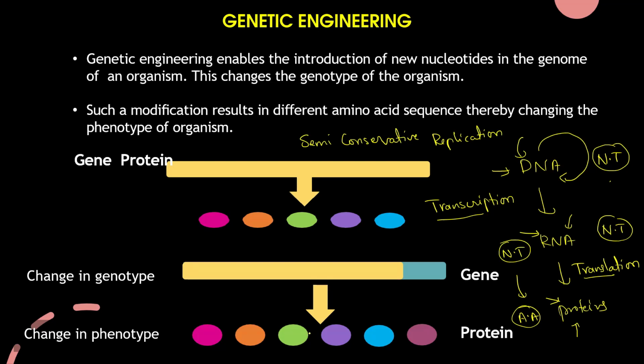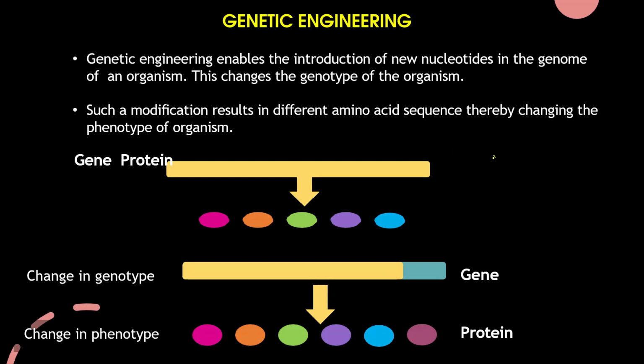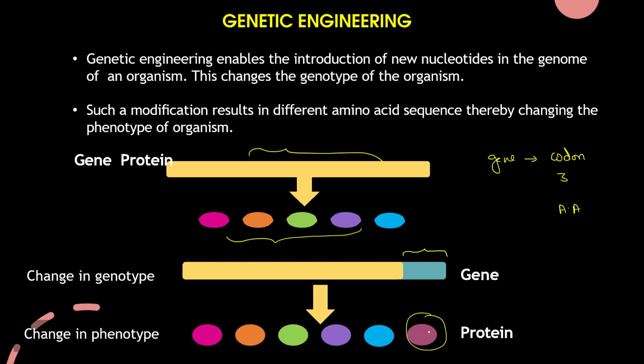Suppose you see here, we know organisms have a gene that will code for a certain amino acid sequence. That gene we will express in terms of codons. Every three nucleotides, a codon, will make a particular amino acid. Initially this is a series of codons making a series of amino acids. But then I added an extra amount of gene so that an extra amino acid was created. That will result in a change in my protein.